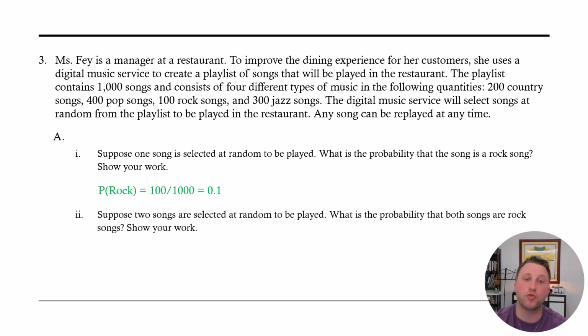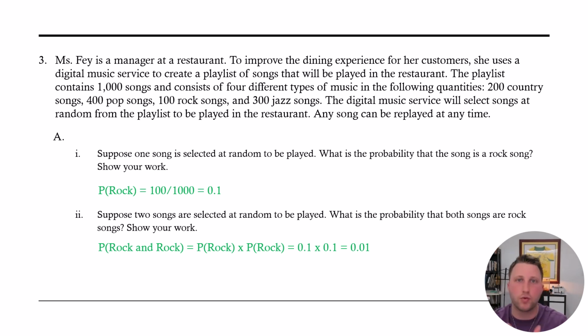A-II asks, suppose 2 songs are selected at random to be played. What is the probability that both songs are rock songs? And it asks us again to show our work. And again, because they're independent, the probability that a rock song plays and then another rock song plays right after is the same as just the probability that a rock song plays times itself, or 0.1 squared, which gives me 0.01 or a 1% chance of this occurring.